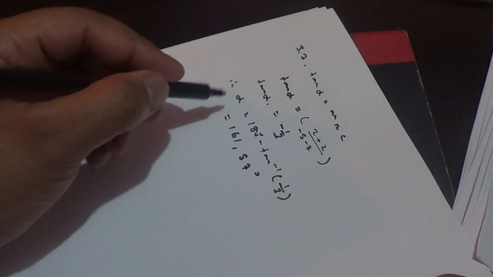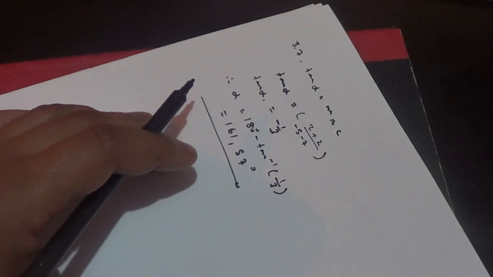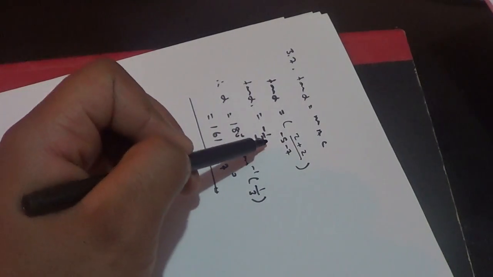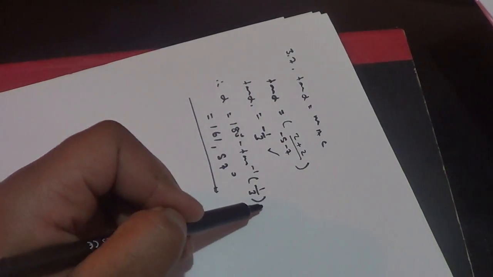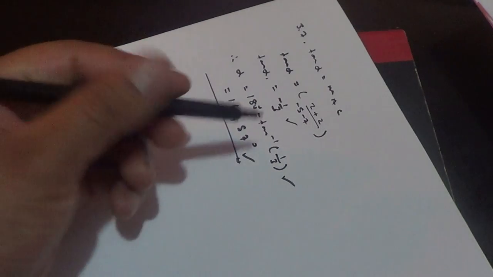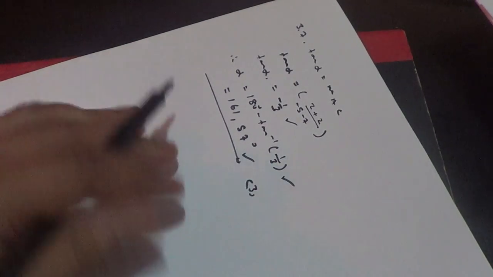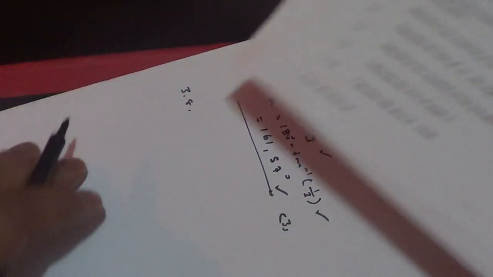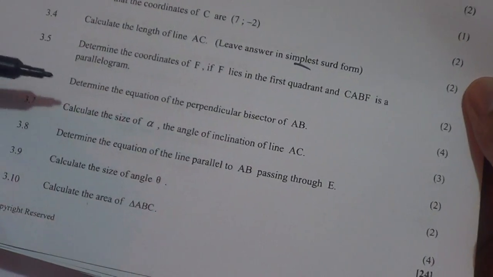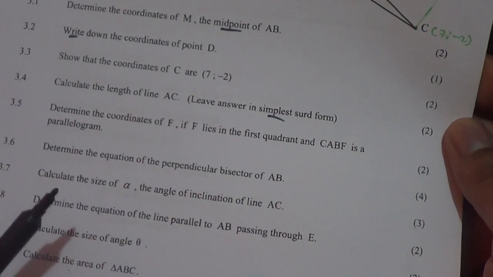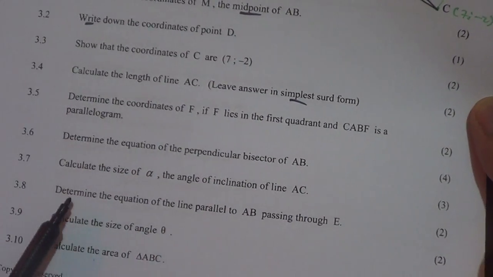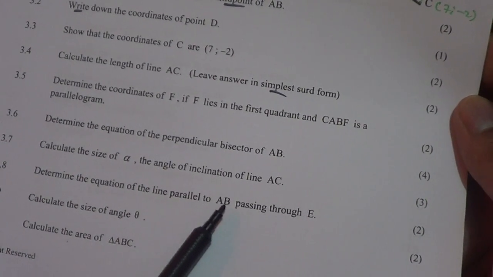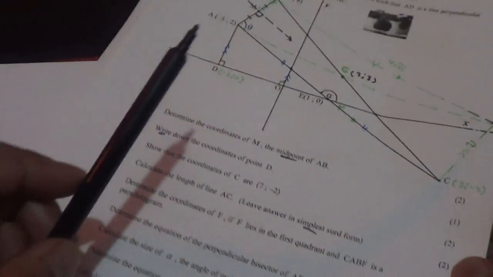Is there anything else? Nope. How many marks are they giving here? 3 marks. Okay, maybe for the substitution and for the answer. Sometimes they can be generous. 3.8. Okay, let's quickly move, guys. Time is going against us, and you know the power cuts are going to happen. So we have here, determine the equation of the line parallel to AB passing through E.